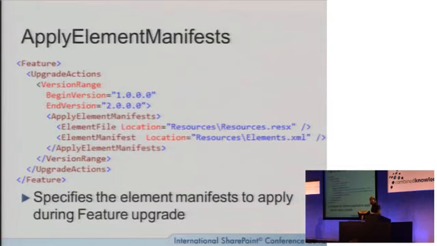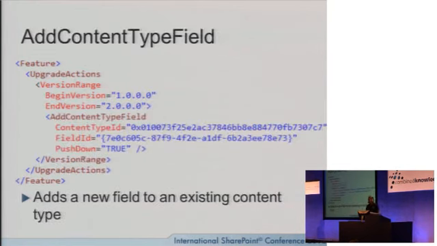We can also apply extra manifest files to our existing features, and we will use the ApplyElementManifests element for that. Within that, we can choose whether we want to apply an extra element file or an extra element manifest. The element file, for instance, could be resources, as you can see in here, and the element manifest is the actual elements.xml file that we can add to it. So you specify the location of those files in here.